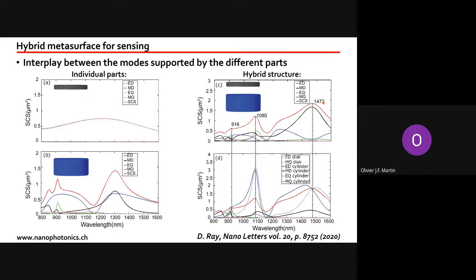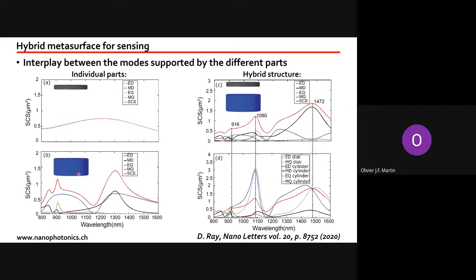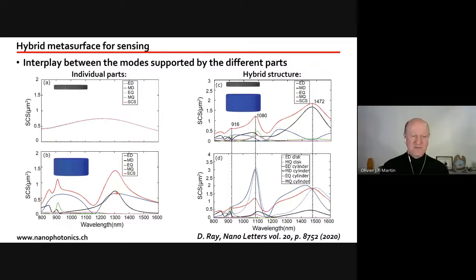When we look at the response of that system, we have on the one side this plasmonic aluminum disc, which basically has an electric dipole resonance. And here we have this silicon cylinder, which will support many, many different modes. Again, it will have a very strong magnetic dipole as well. We see it here in black. At this wavelength, we have a strong magnetic dipole. It's the dominant lowest energy mode for these dielectric structures.